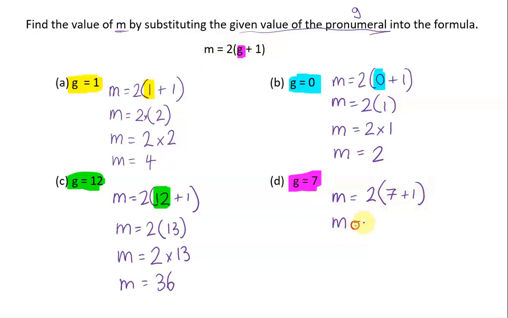So we have m equals 2 bracket 7 plus 1 is 8. Close our bracket. And you remember from the previous examples, if there's no operation, it's multiplication. 2 with 8 in brackets really means 2 times 8. Multiplication is the only operation that we don't write sometimes. And so when g is equal to 7, m equals 2 times 8, which is 16. So there you go. To substitute given values into the formula, what we do is we take the pronumeral that was in there and we replace it with whatever we've been told that that pronumeral is equal to, and then we work out what the answer is.